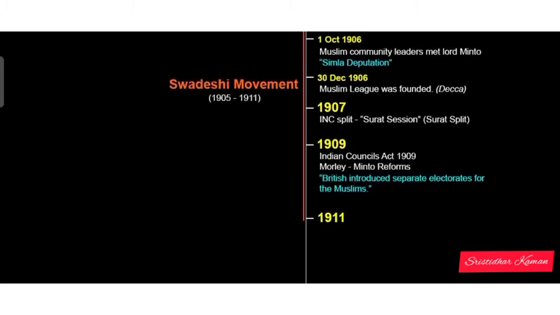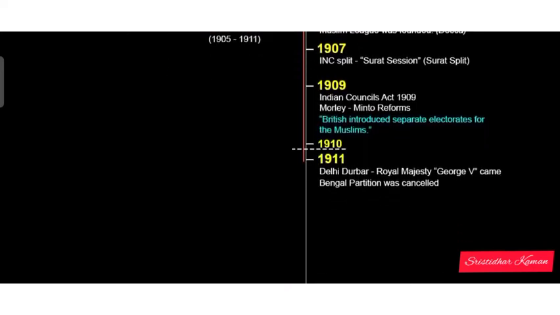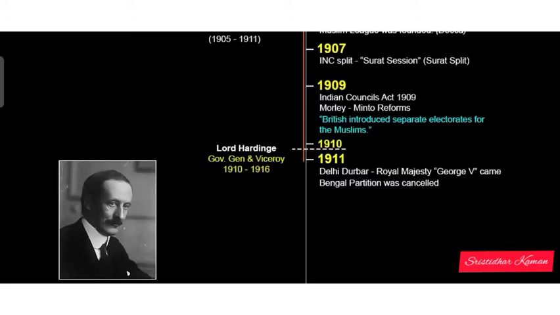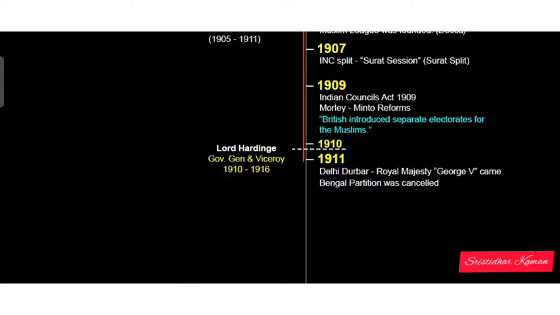In the year 1911, during the Delhi Darbar, the partition of Bengal was cancelled by the visiting Royal Majesty George V because of the mounting pressure of the Swadeshi movement caused by the Hindus. At this time, the Governor General and Viceroy was Lord Hardinge. The famous Lady Hardinge Medical College in Delhi is named after his wife. Anyhow, the visiting Royal Majesty George V cancelled the partition of Bengal in 1911. At the same time, the king announced to shift the capital of British India from Calcutta to Delhi.